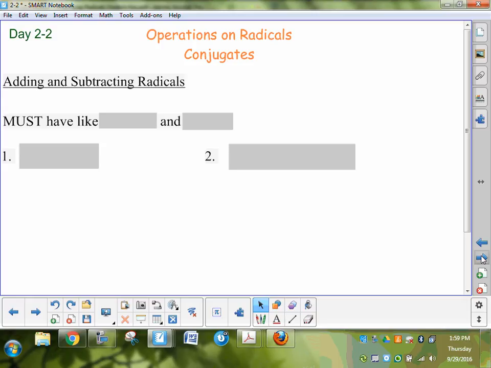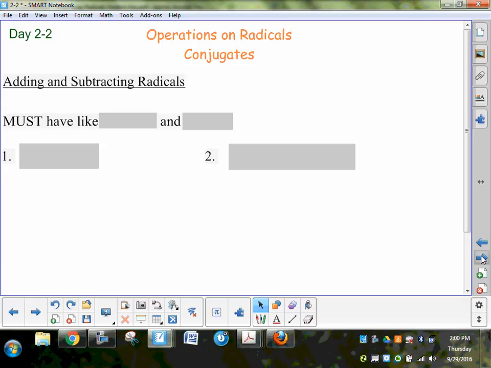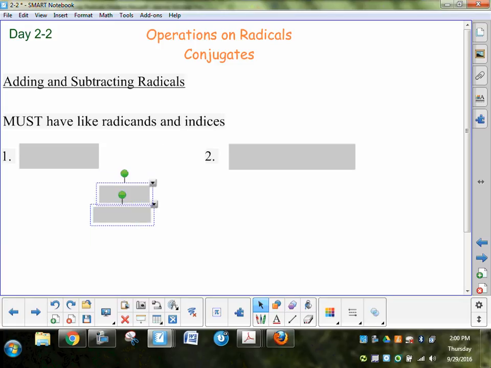What we're working on today, we're going to work on adding and subtracting like radicals, and we do have to go kind of quick. In order for us to add or subtract radicals, we need to have like radicands, which is the value under the radical, and like indices, which is the value in front on the radical. That tells you what root you're taking.